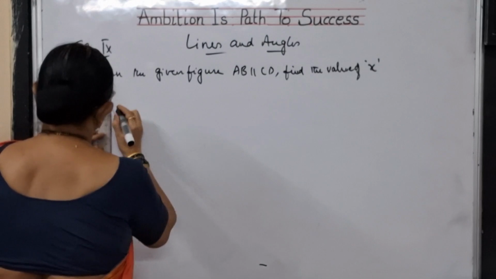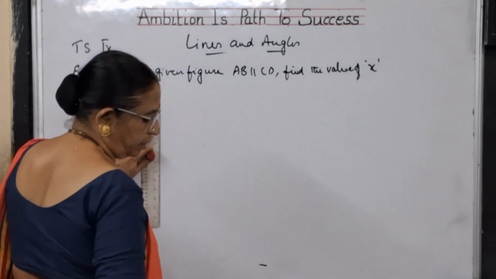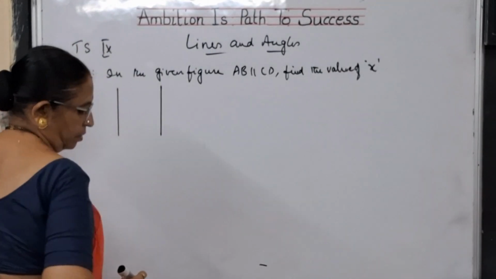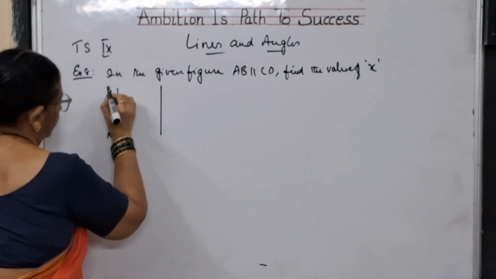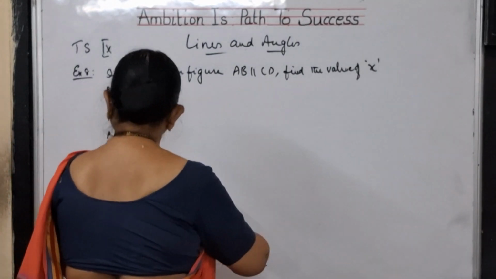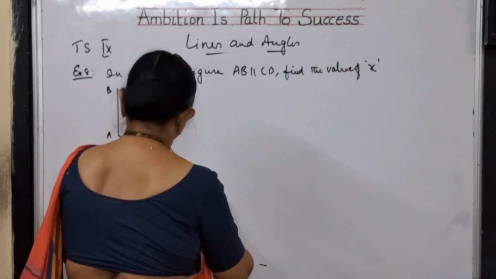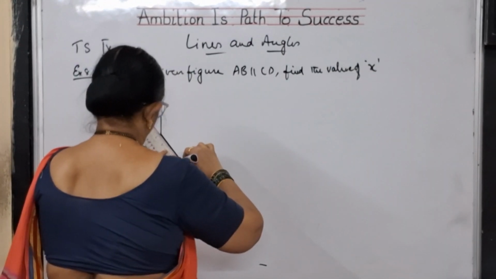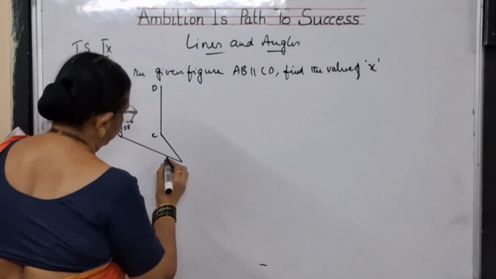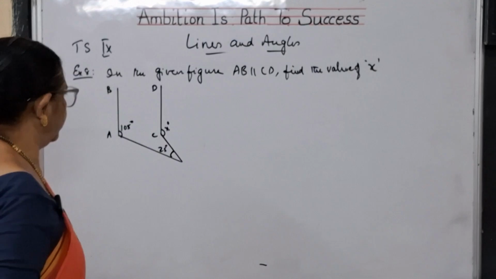So, the figure is in this way. AB and CD, these two are parallel and this is drawn in this way. Here angle A is 105 degrees and here the angle is 25 degrees, and this is x degrees. You need to find out x.